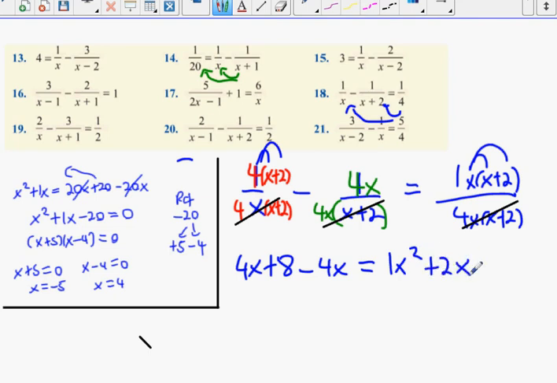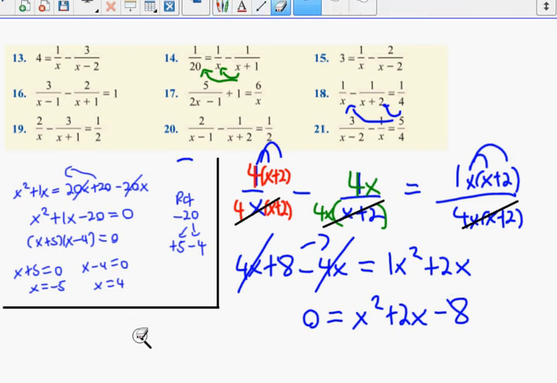2x, yeah. Alright, you can do it two ways. You can bring, first of all, tidy up a little bit. 4x minus 4x, 0. Bring the 8 over the other side. 0 equals plus 2x minus 8.